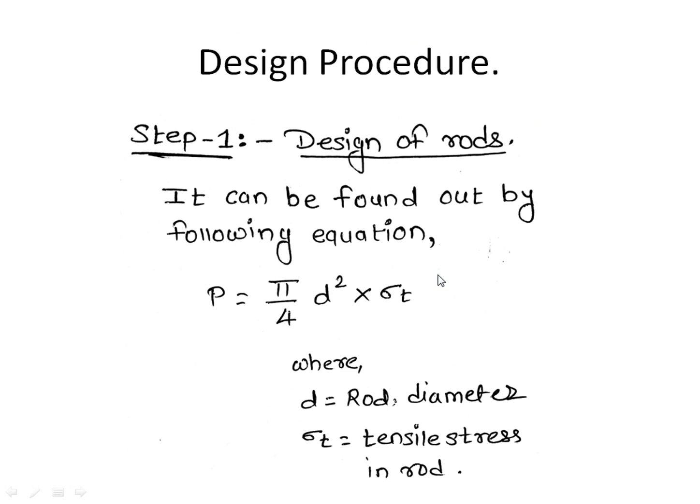Next we'll discuss the design procedure of cotter joint. The design procedure of the cotter joint is in 4 to 5 steps. In the first step, we have to design the rod which is either subjected to tensile stress or compressive stress. Therefore, the diameter of rod can be found out by the following equation, that is, load P is equal to pi by 4 d square into sigma t, where d is the diameter of rod and sigma t is the tensile stress induced in the rod.